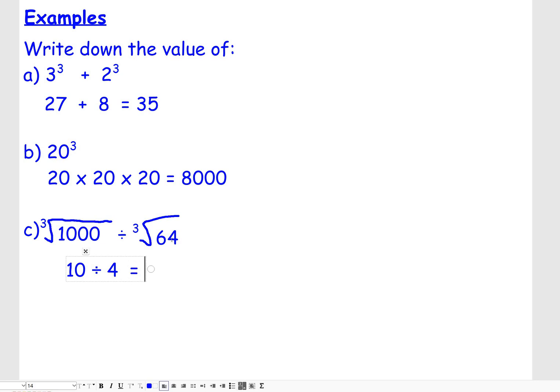So 10 divided by 4. Well, when we divide by 4, we can simply half it. So half of 10 is 5, and then half it again to give us 2.5.